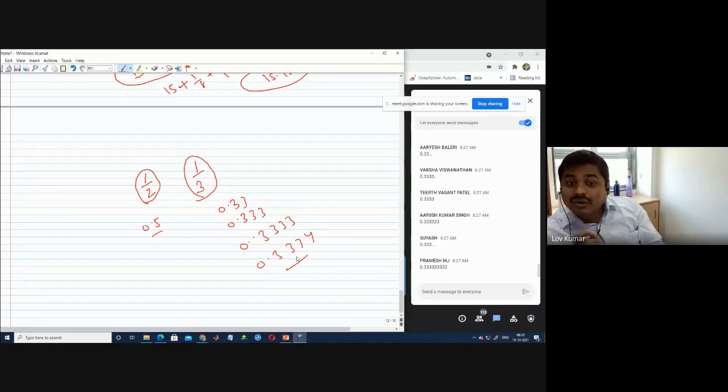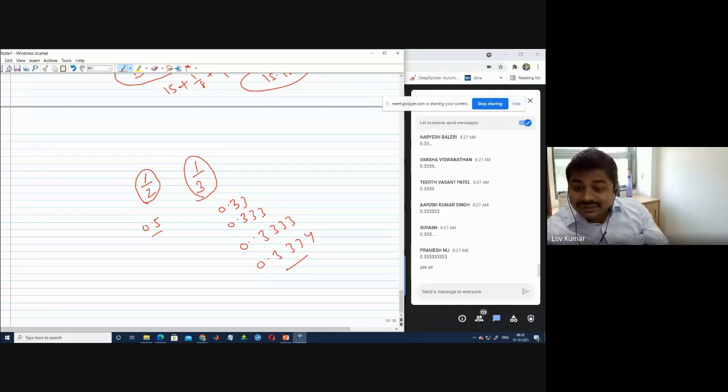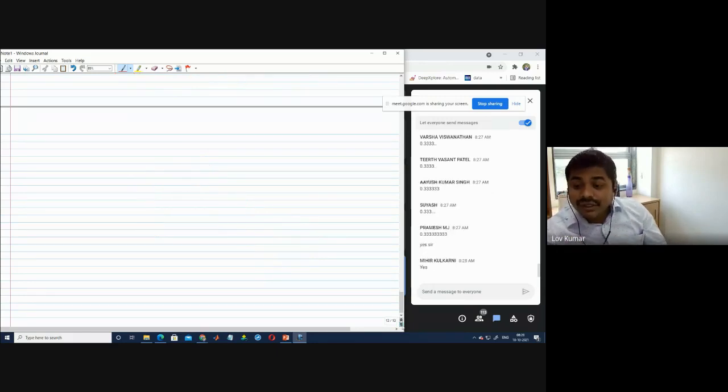Can we say we cannot find the exact value in decimal if we are writing 1 by 3? Now you can see, this is a very, very important part.